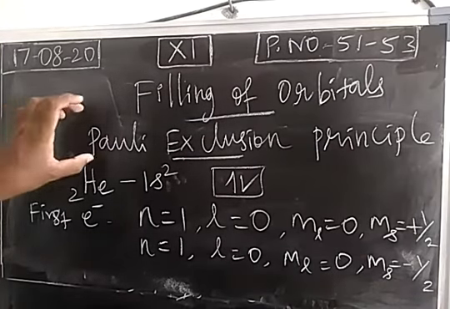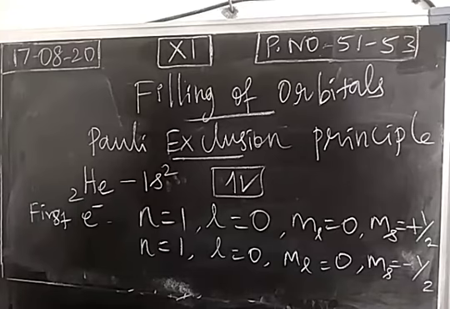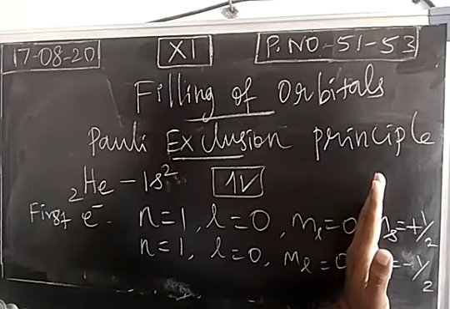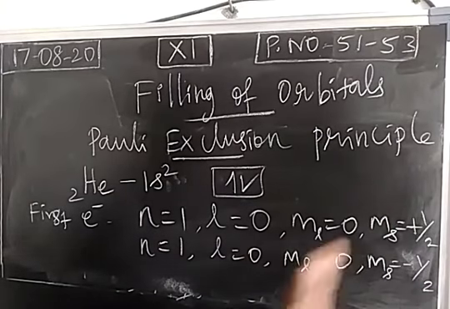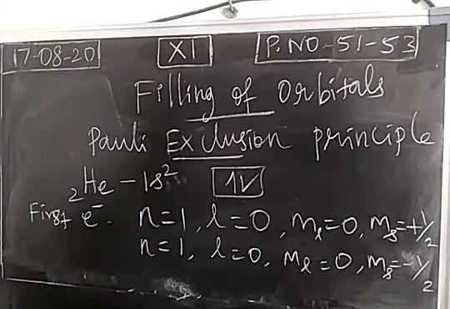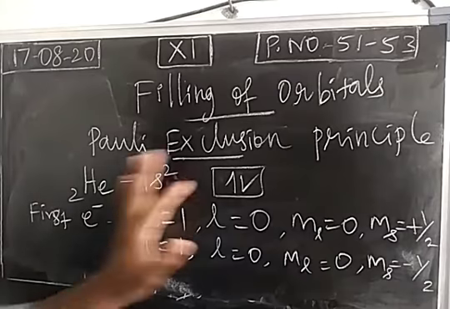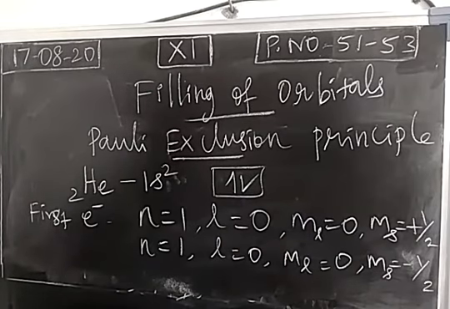So according to Pauli exclusion principle, if you take 2 electrons in an orbital, all the quantum numbers for the 2 electrons will not be equal. Maximum 3 quantum numbers may be same, definitely the 4th quantum number will be different. So this is called what? Pauli exclusion principle. Okay, so this is called the Pauli exclusion principle.